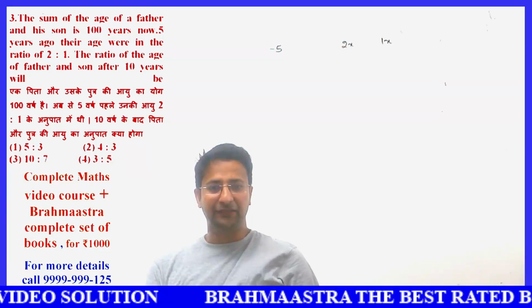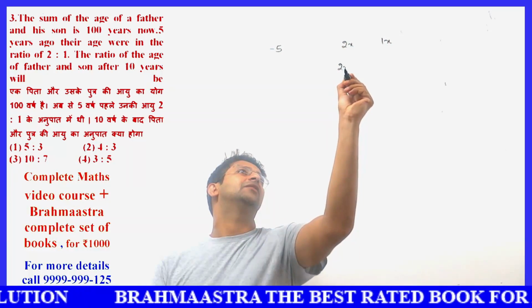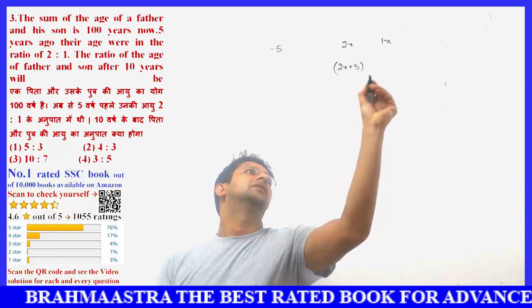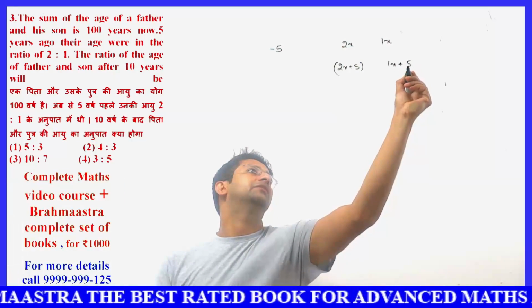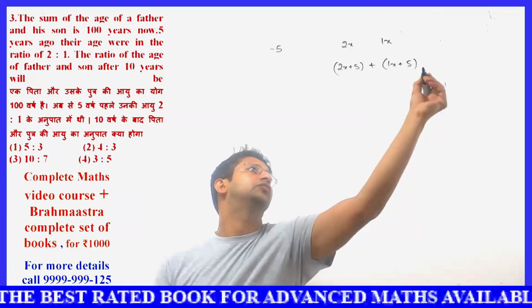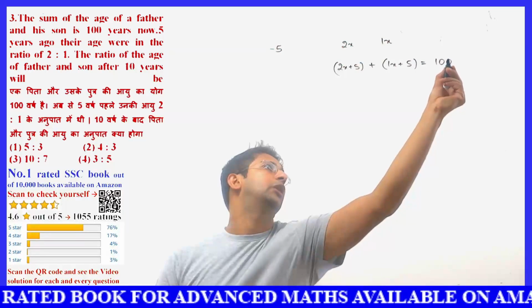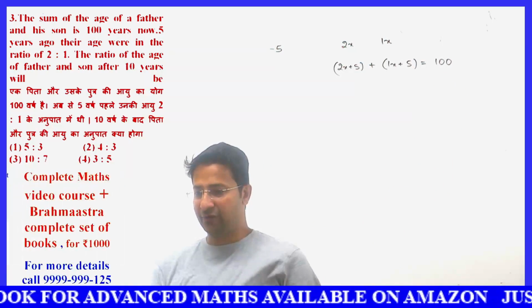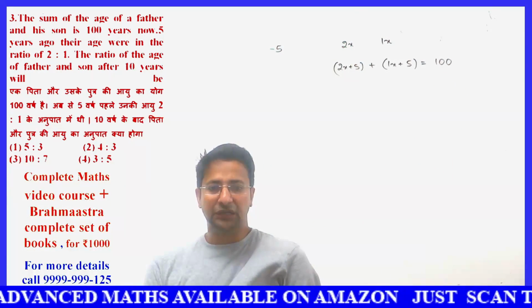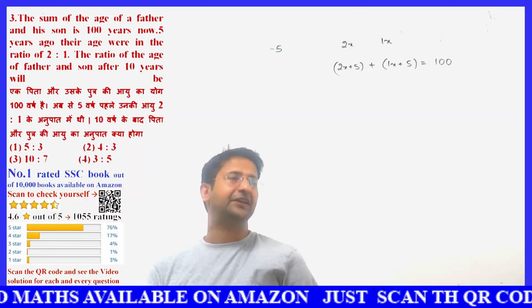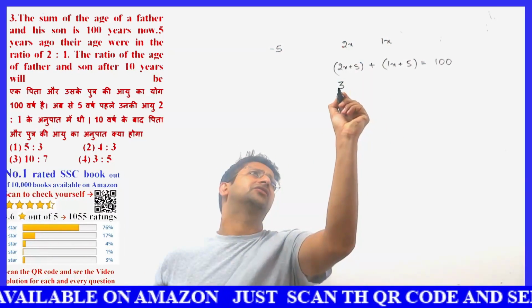So their ages then were 2x and 1x. Now what will be their ages? Their ages now will be 2x plus 5 and 1x plus 5. It is given that the sum of their ages right now is 100. Clear to everyone? Yes. The question asks for the ratio of the ages of father and son after 10 years. So first of all, let's solve it.